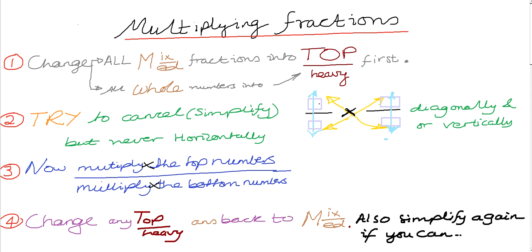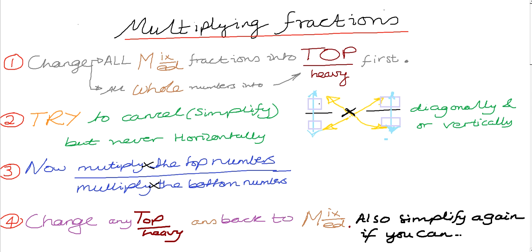After we've done the cancelling, rule number 3 states we now have to multiply the top numbers together. Top number multiply top number. Multiply the bottom numbers out. And step number 4, change any top heavy answers back into mixed fractions, and also simplify again if you can. Okay, are we happy with that? Sometimes you might not have cancelled enough in step 2, so you definitely have another chance at step 4. Are we happy with this rule now?